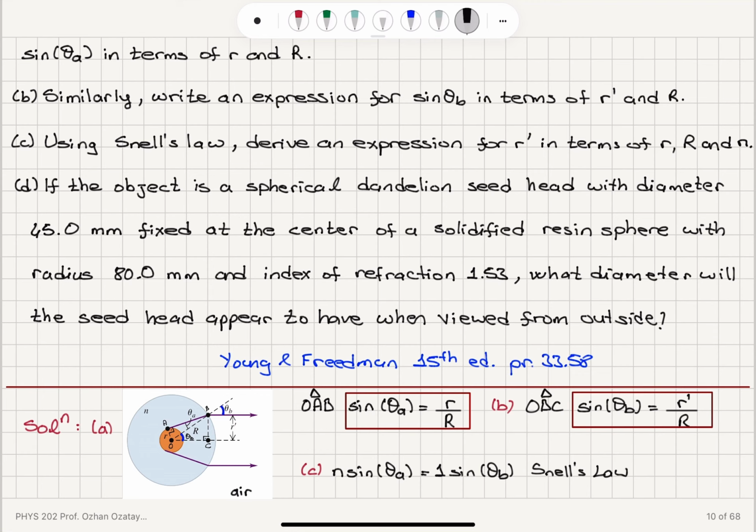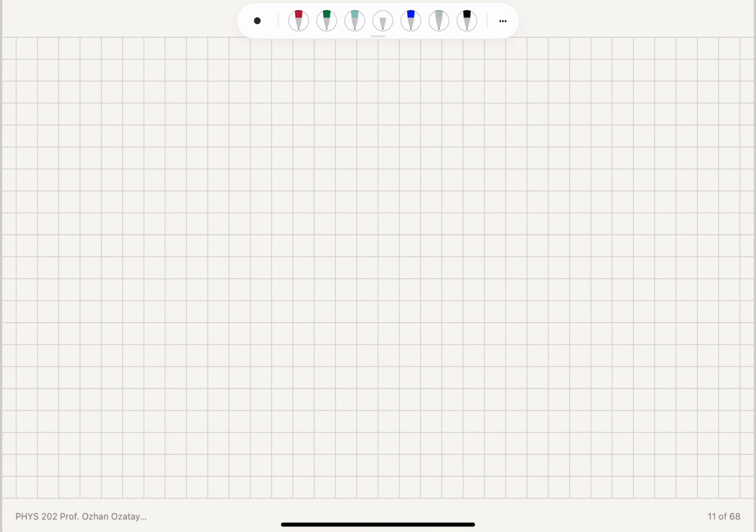For sine theta A, we have r divided by capital R. And for sine theta B, we have r prime divided by capital R. So we can see that n times r divided by capital R, sine theta A, is equal to 1 times r prime divided by capital R, sine theta B. The capital R's will cancel, and we will find that the radius that appears from outside is the index of refraction n times the actual radius of the sphere, r.